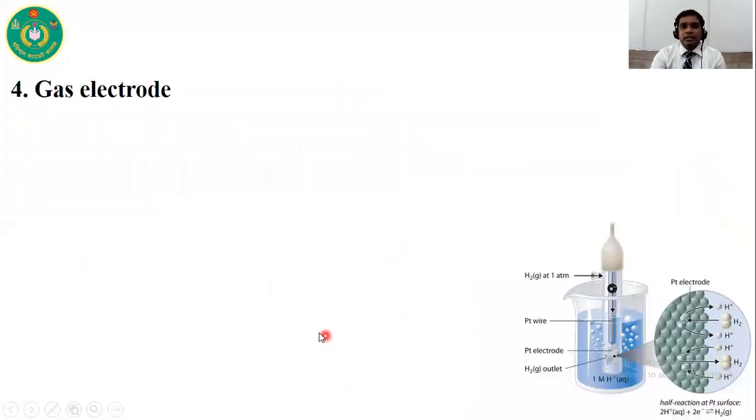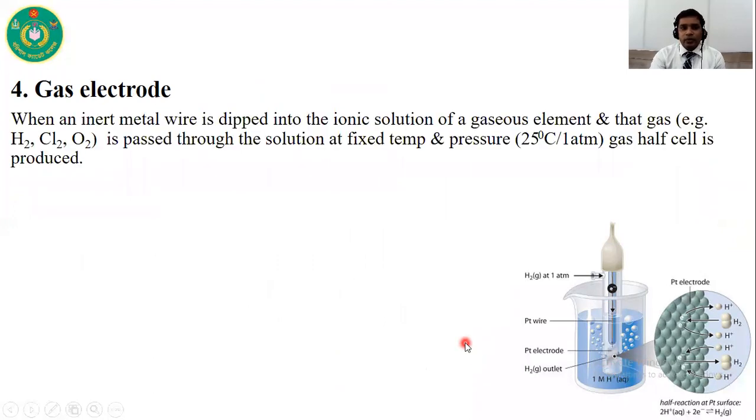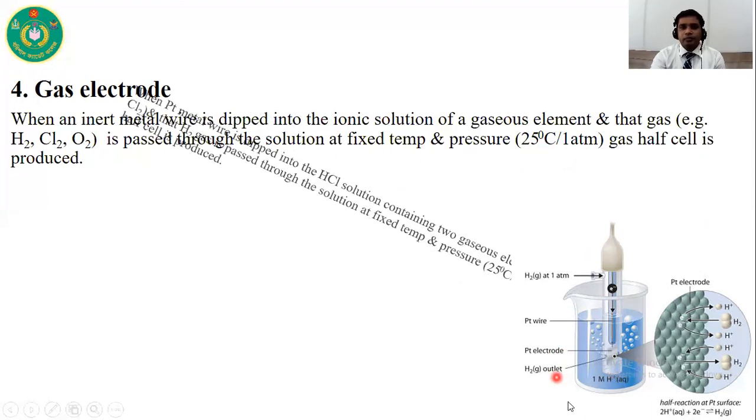Now the gas electrode. Here you can see the picture of a gas electrode. When an inert metal wire is dipped into the ionic solution of a gaseous element, and that gas is passed through the solution at fixed temperature and pressure, a gas half cell is produced, at a temperature of 25 degrees Celsius and a pressure of 1 atmosphere.